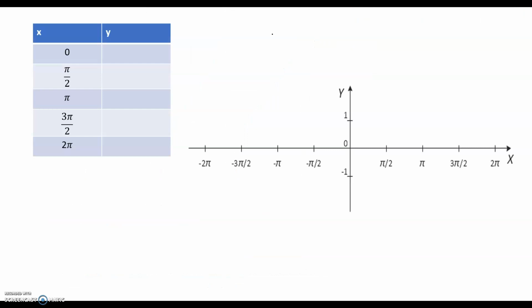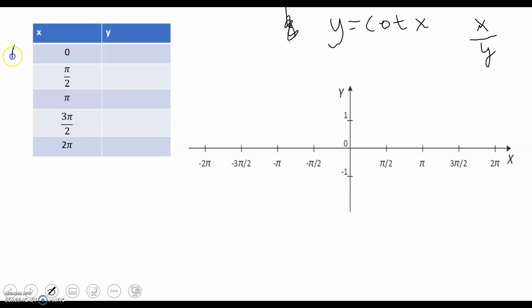Let's keep going. Now we want to graph the cotangent function, all right? So this is for the graph of y equals cotangent of x. All right, so now remember, cotangent is the reciprocal of tangent. So tangent was y over x, cotangent is going to be x over y. So now if you think about the point at 0, you have the point 1, 0. So then it'll be 1 over 0, which is undefined. At pi over 2, you have the point 0, 1. And so that would be 0 over 1, which is 0.